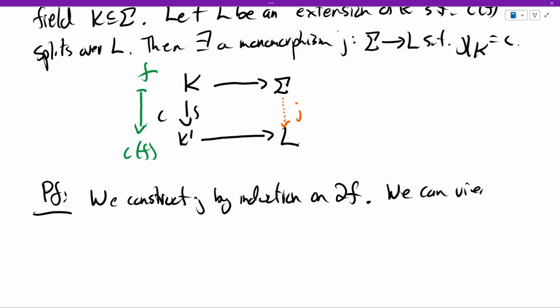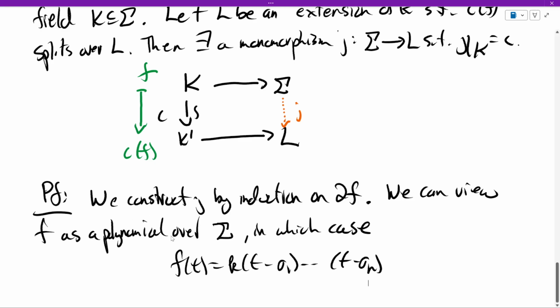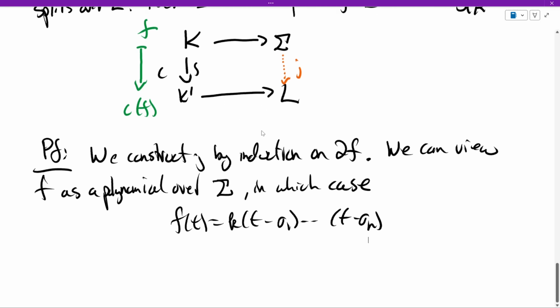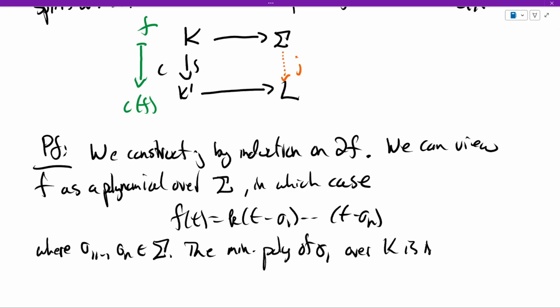We can view f as a polynomial over sigma, because it's an extension of K where f splits, in which case f is k times (t minus sigma 1) all the way up to (t minus sigma n), with some leading coefficient k in the base field, and then a product of the linear factors that correspond to the roots, where sigma 1 through sigma n are in capital sigma. Great. So the minimal polynomial m of the first root over K is an irreducible factor of f. f need not be irreducible, like the t squared plus 1, t squared minus 5 example we did in one of the earlier videos.